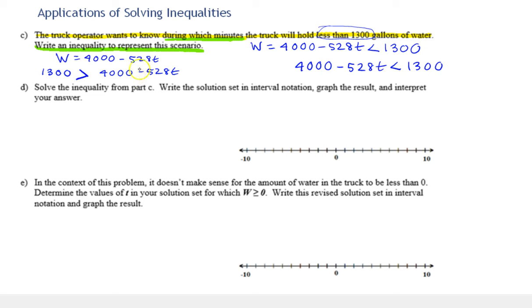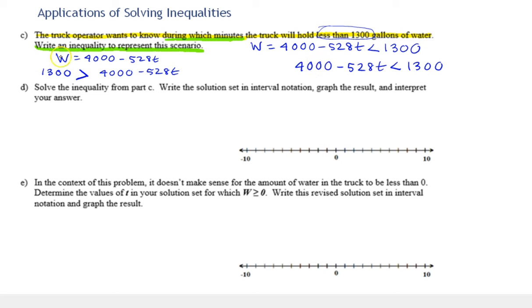Okay, so this represents the amount of water in the truck. So 1,300 has to be greater than 4,000 minus 528T. Or you could write it this way: 4,000 minus 528T, the amount of water, has to be less than 1,300. So these are equivalent inequalities. Okay, but because inequalities are not symmetric, you have to be careful.